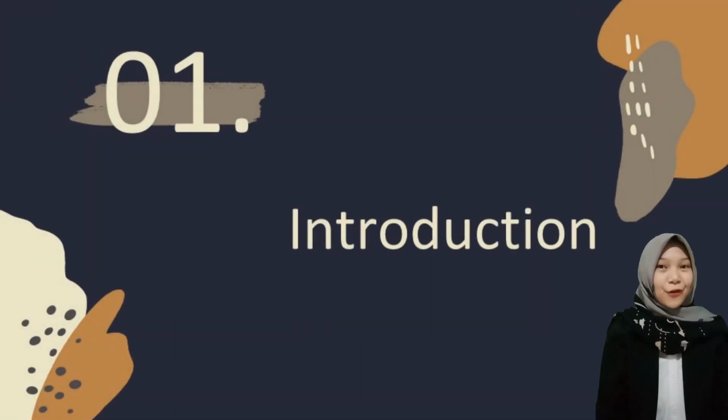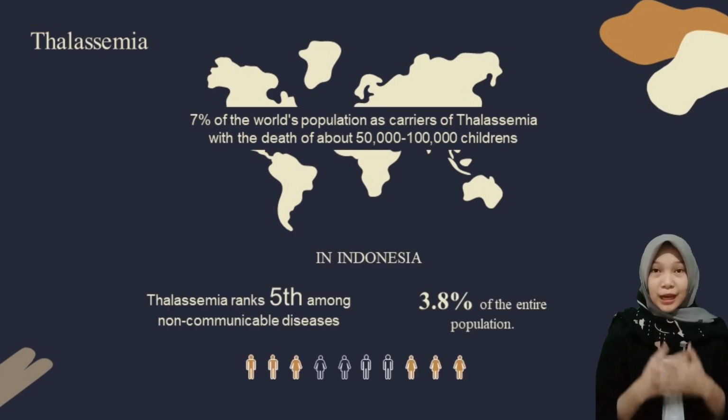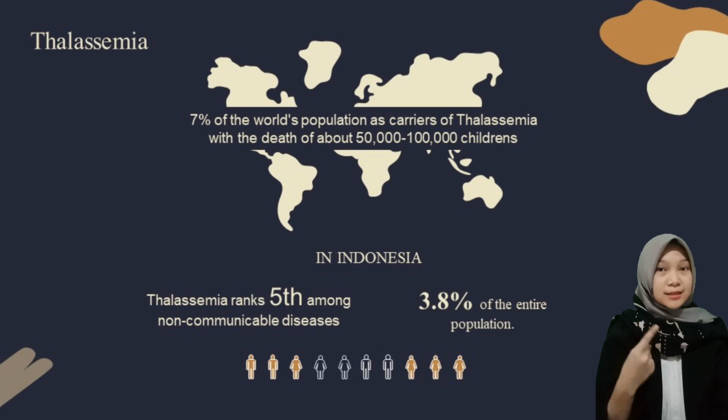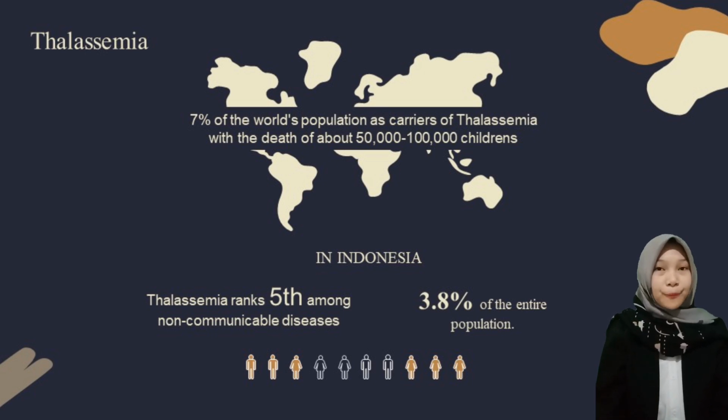Introduction. First of all, I would like to give you some information about why thalassemia is one of the main public health problems. About 7% of the world's population are carriers of thalassemia, with a death toll of about 50,000 to 100,000 children. In my country, Indonesia, thalassemia currently ranks 5th among non-communicable diseases after heart disease, cancer, kidney disease, and stroke, with the number of carriers at 3.8% of the entire population in Indonesia.